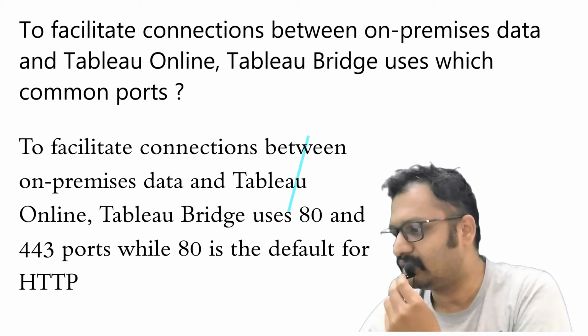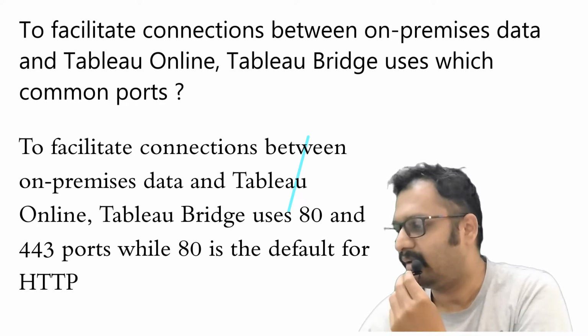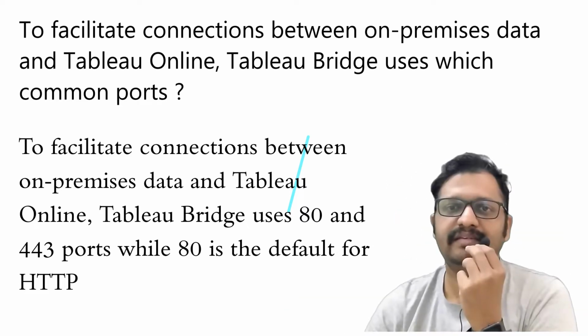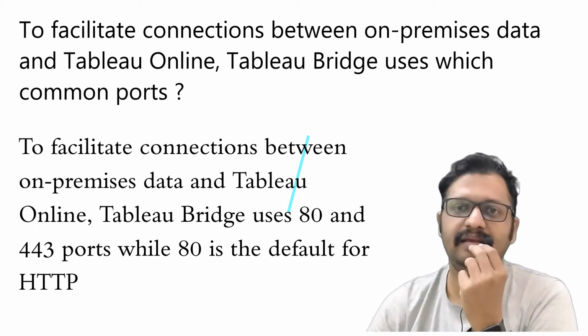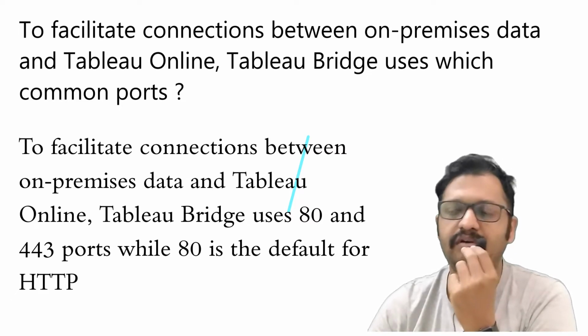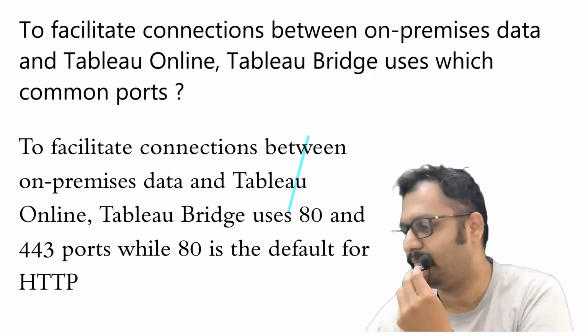Next question. To facilitate connections between on-premise data and Tableau Online, Tableau Bridge uses which common ports? To facilitate connections between on-premise data and Tableau Online, Tableau Bridge uses 80 and 443 ports, while 80 is the default for HTTP connections.